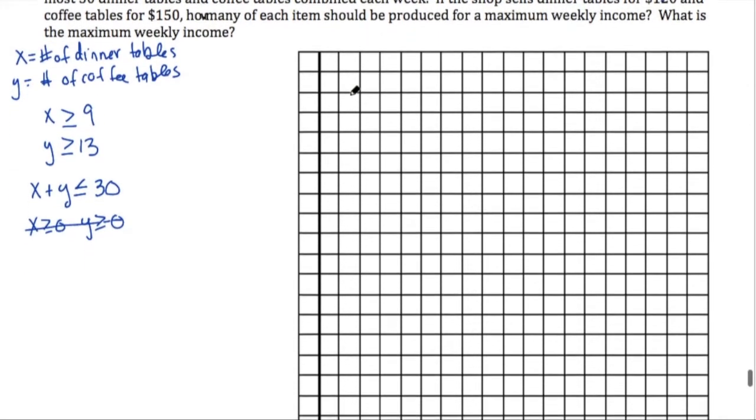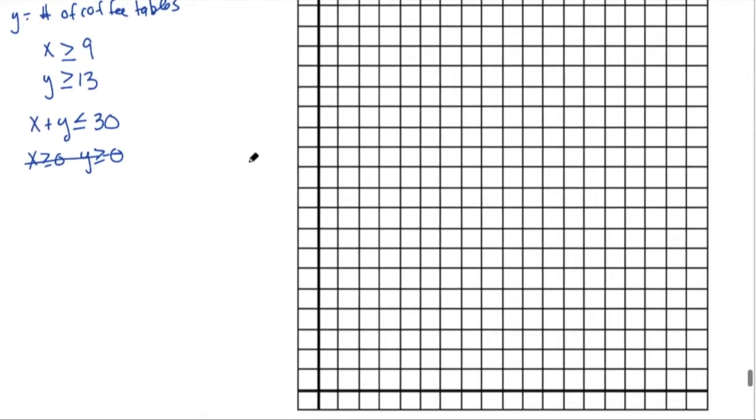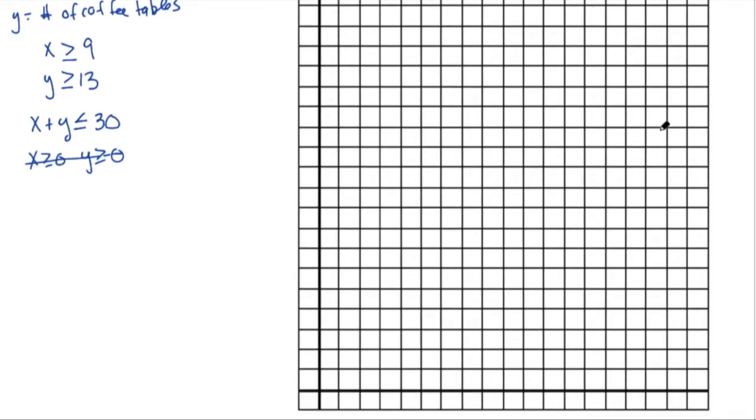So if we look at our graph space, just eyeballing it, I can tell clearly that I don't have enough space to count up to 30. And why am I thinking about 30? I'm thinking about how I would graph this inequality here. If I graph this using the intercept method, I know that if I put 0 in for x, y would be 30. And if I put 0 in for y, x would be 30.